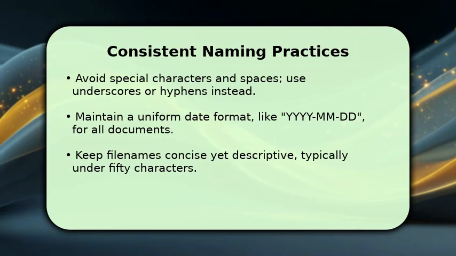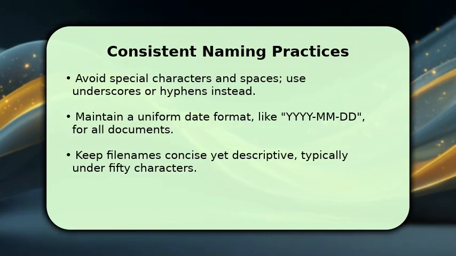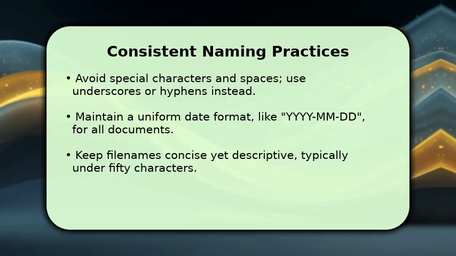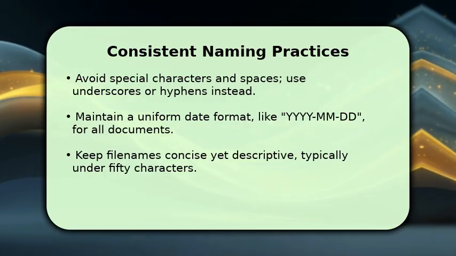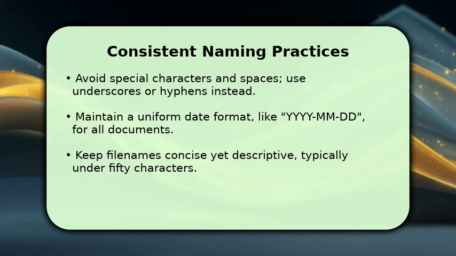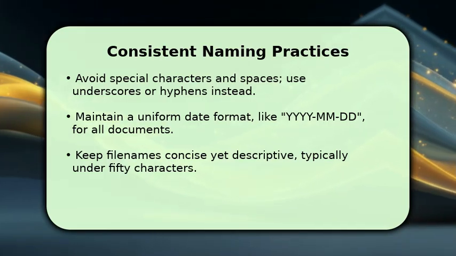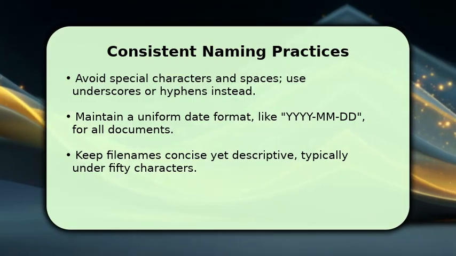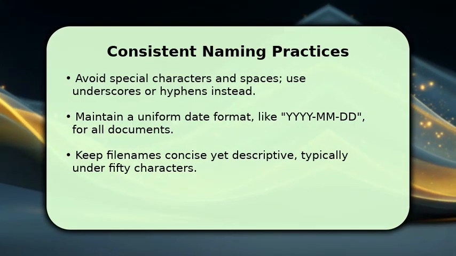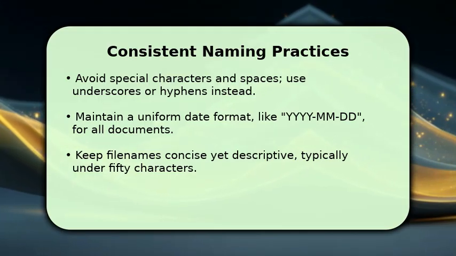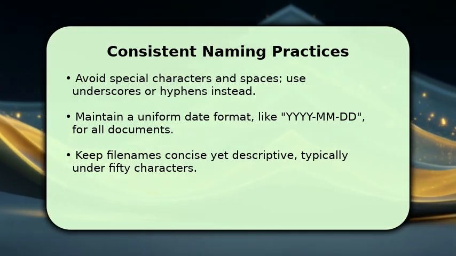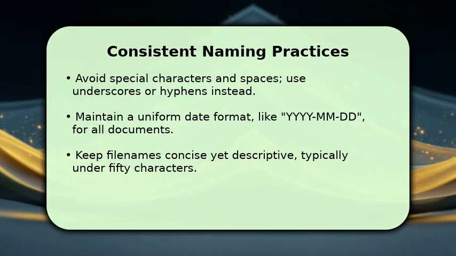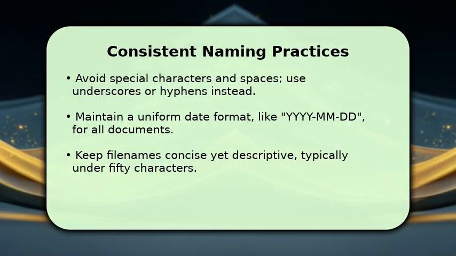Consistency is key to an organized file system. Always use underscores or hyphens instead of spaces or special characters, as these can cause issues with some systems. For dates, stick to a year-month-day format, like 2025-09-27, to ensure chronological sorting. Aim for file names that are descriptive but not overly long, ideally keeping them under 50 characters. This discipline makes managing hundreds of documents much simpler and more efficient.